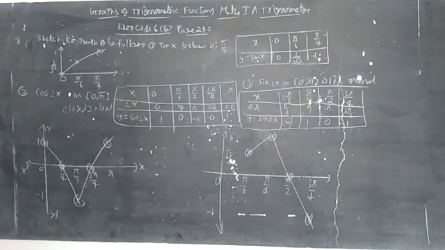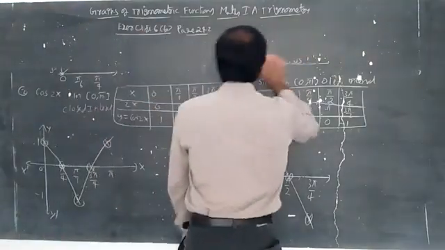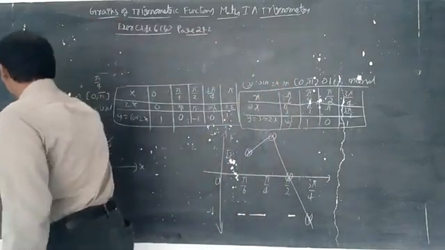Now let us discuss the graph of sin x in the interval minus pi comma pi. So this is the fourth question.